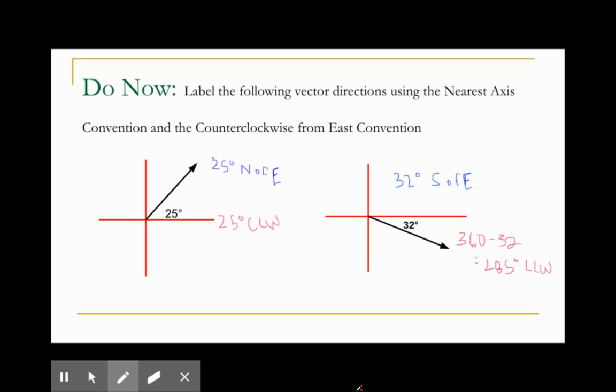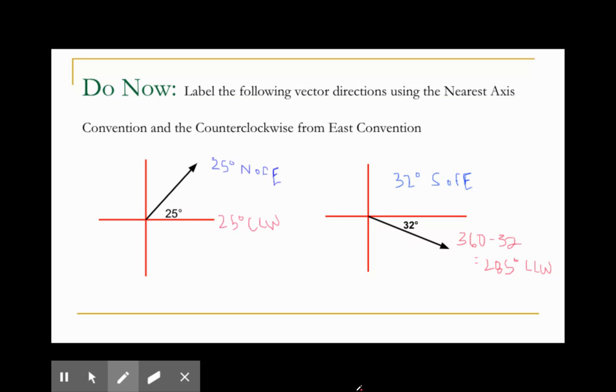Could you say a clockwise measurement? Okay, clockwise. You could do clockwise. Or what about east of north? We wanted the angle east of north. 65. Okay, so we would take 90 and we would subtract 25. Good, and we get 65 degrees east of north.